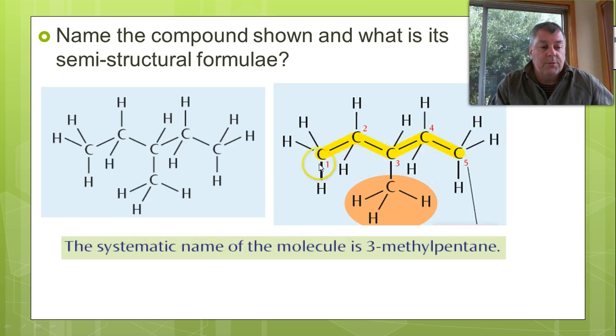So, in terms of the systematic name, hopefully you recognize that you had a branch here, and so you could have named it from either end, and you'd get the same number there. And there's no double bond or triple bond, so nothing takes precedence, and so it's symmetrical around that carbon. So the name could have gone either way, and our name would have been 3-methylpentane.